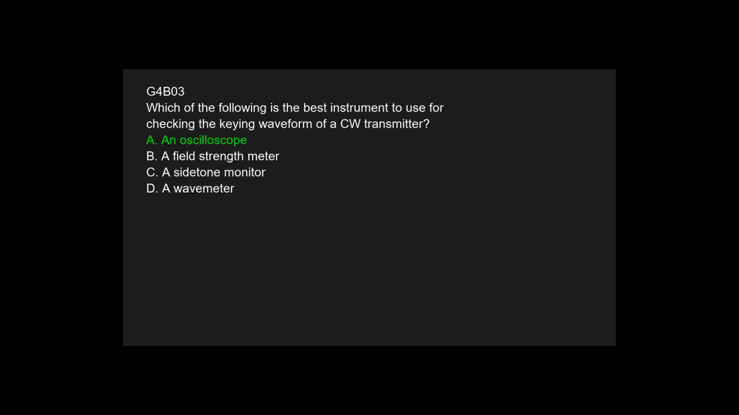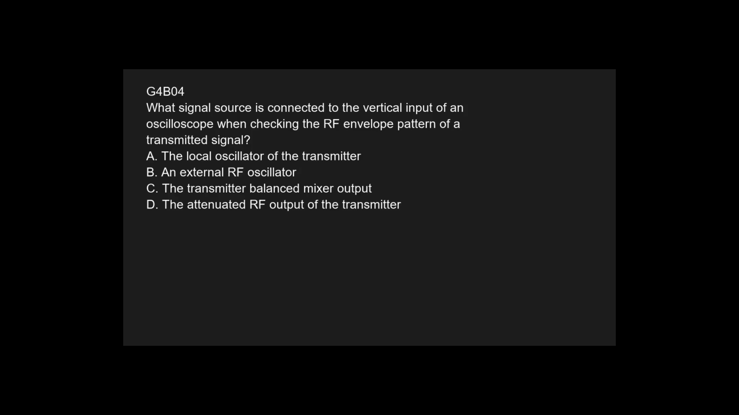An oscilloscope. Question: what signal source is connected to the vertical input of an oscilloscope when checking the RF envelope pattern of a transmitted signal? The correct answer is D. The attenuated RF output of the transmitter.